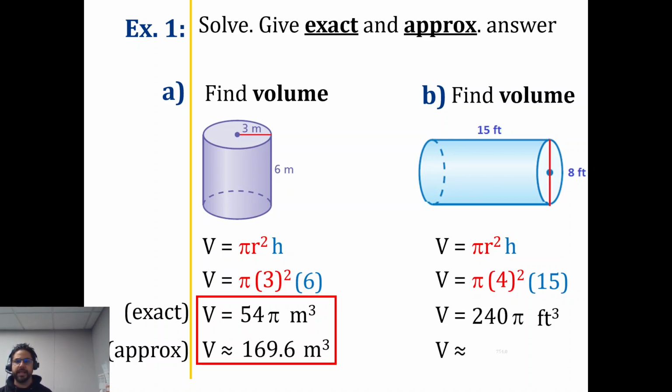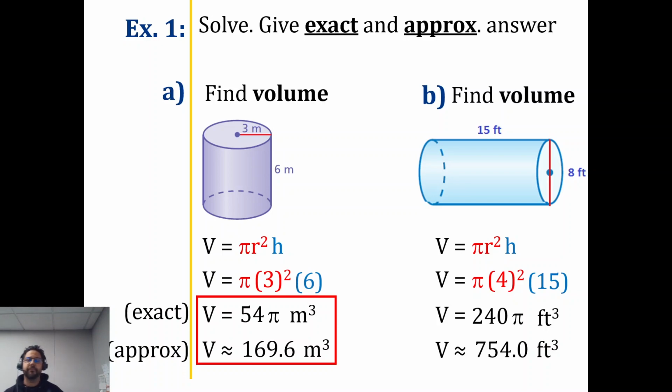And if we multiply, we now have 754.0. We are using the 0.0 because we did ask you to round it to the tenths place. So you need one digit after the decimal. And again, it's still cubic feet or feet cubed.